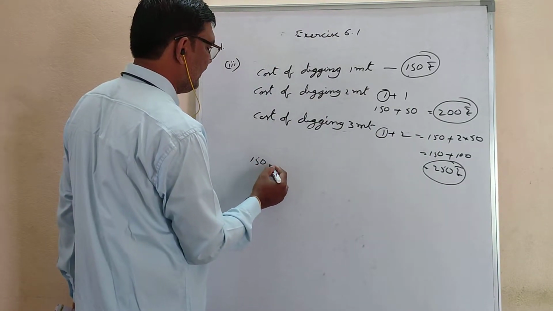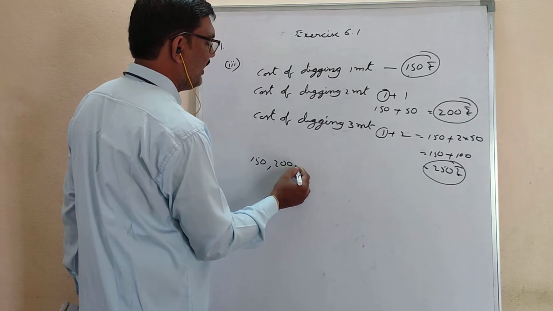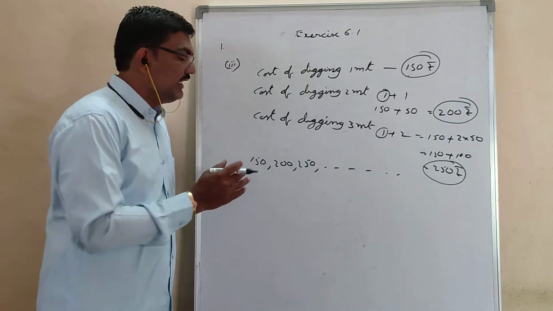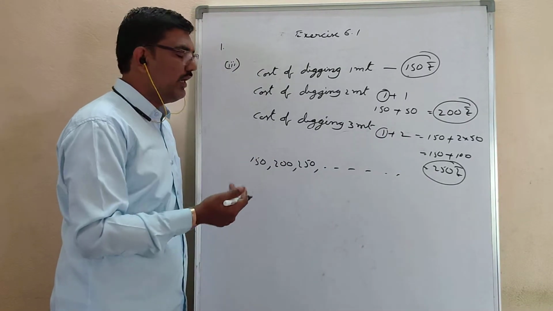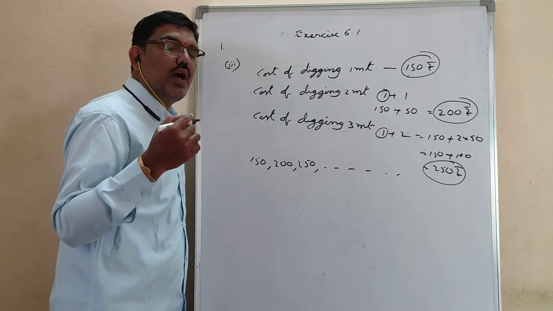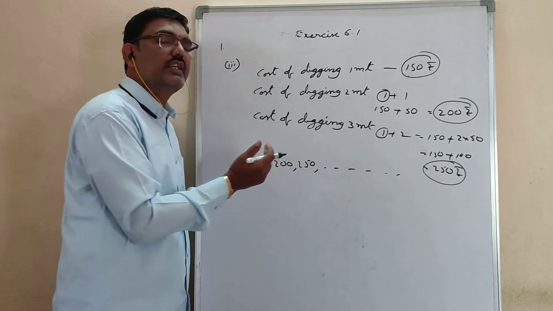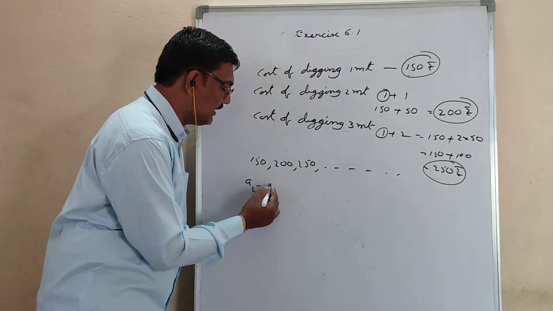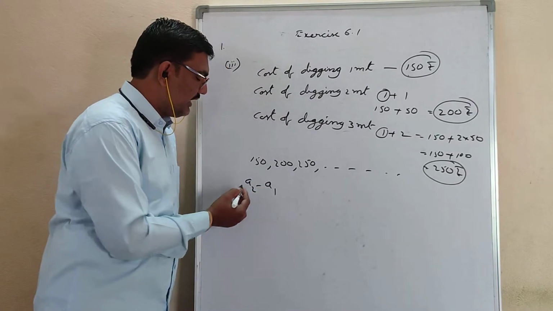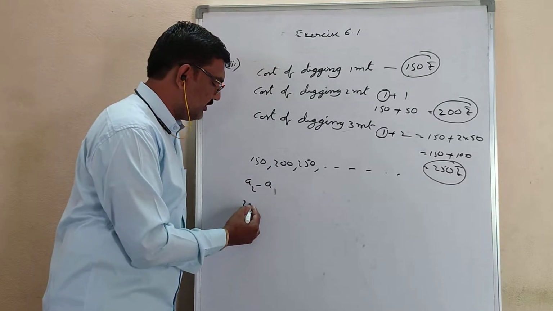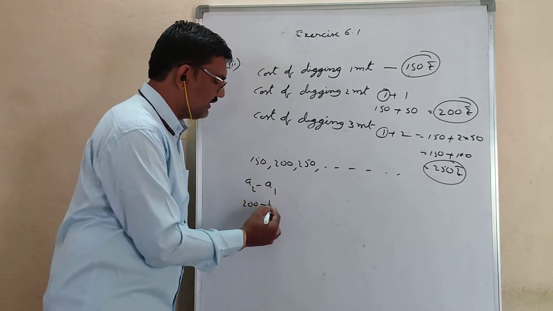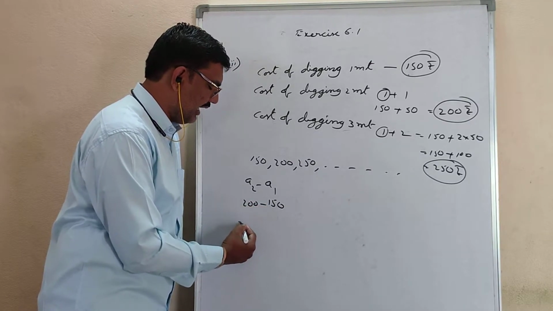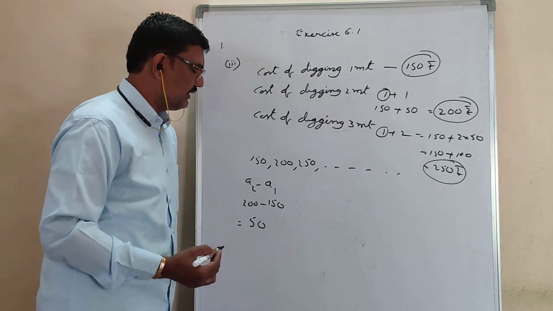Now for 1 meter, 2 meters, 3 meters, if you write these values as a progression, you are getting 150, 200, 250, etc. Now do these values form an AP or not? You have to check it. How do we check whether the given progression is an AP or not? First do A2 minus A1. What is A2? Second term, 200. What is A1? First term, 150. From 200, if you subtract 150, the answer is 50 rupees.